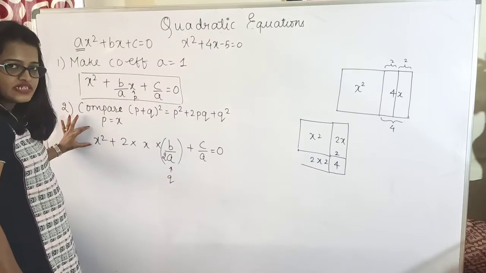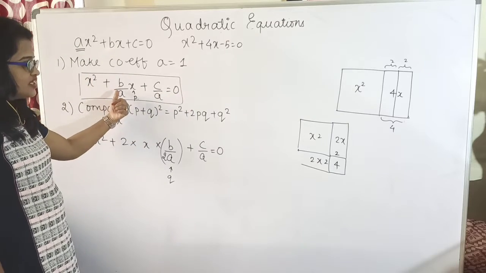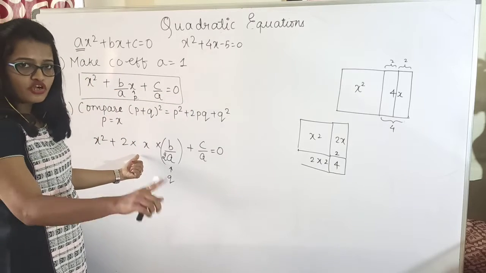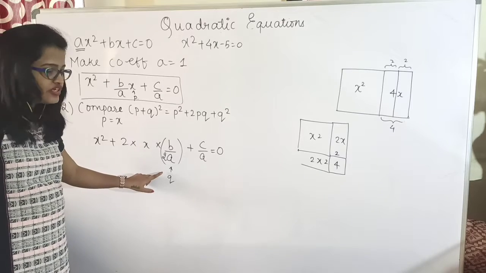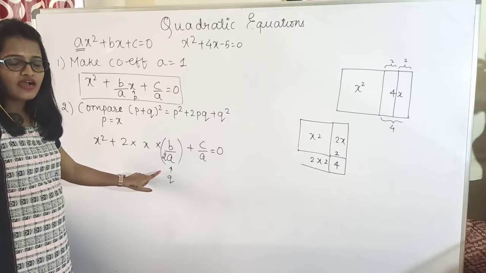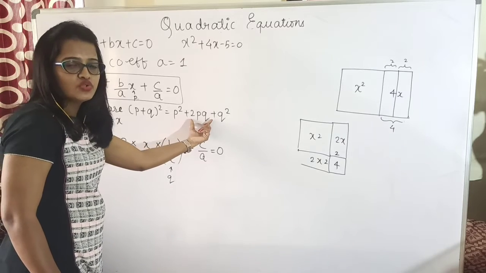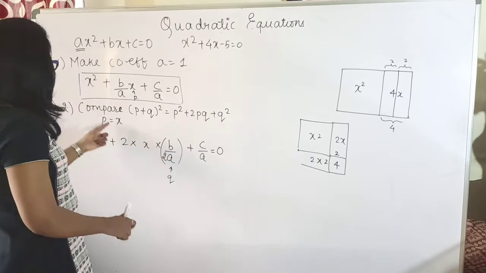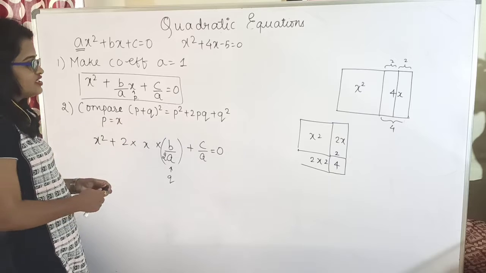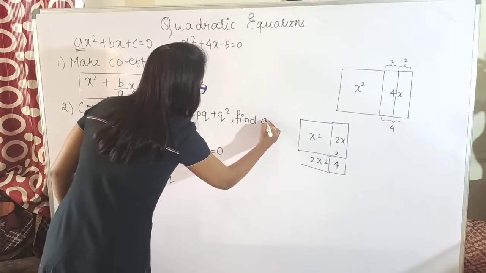First value you will always get. For the second term, if 2 is present originally in the equation, fair enough. If it is not present, you will be multiplying, but once you are multiplying, definitely you have to divide it also. And let us try to arrange the term in the form of 2pq. Why? So that you can get the value of q. So the second step says compare it with this identity and find the value of q.